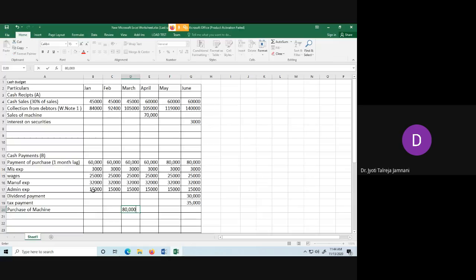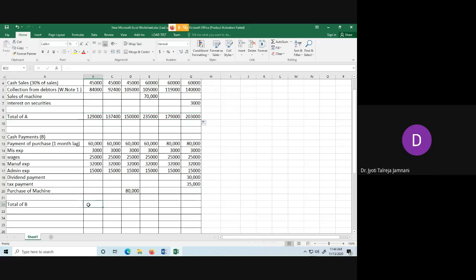So what we will do is first we will find the total of receipts, which we call total of A, and the total of payments, which is total of B. Once we get the receipts and payment total, we can minus it and find the surplus or deficit. So we'll add all the receipts for all the months. Similar way, we'll add all the payments.